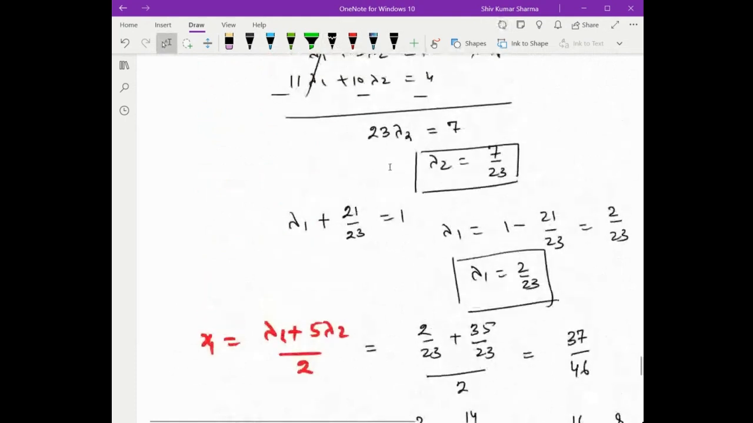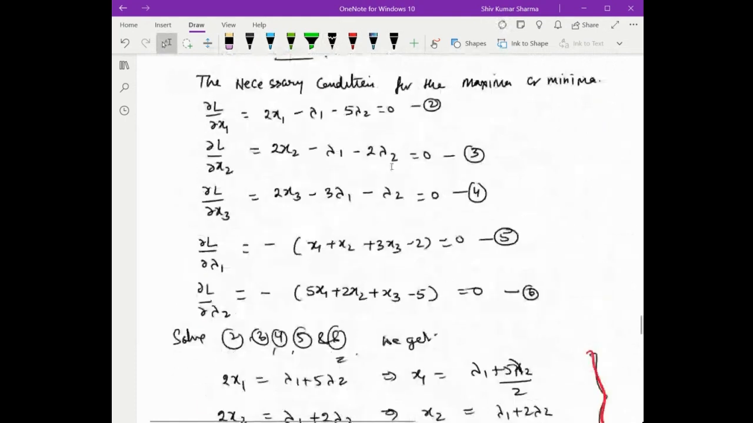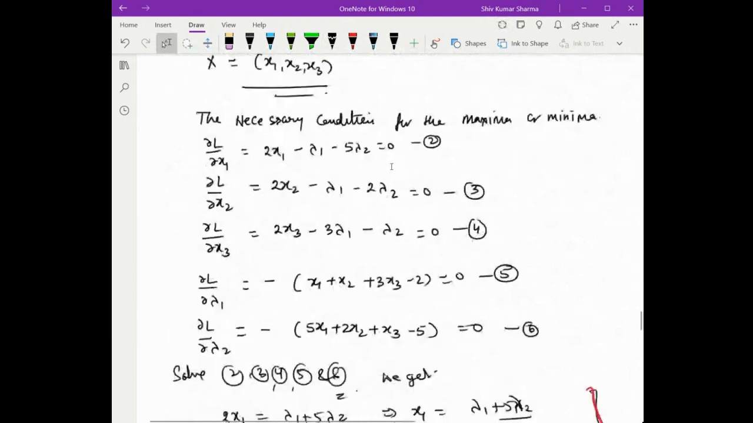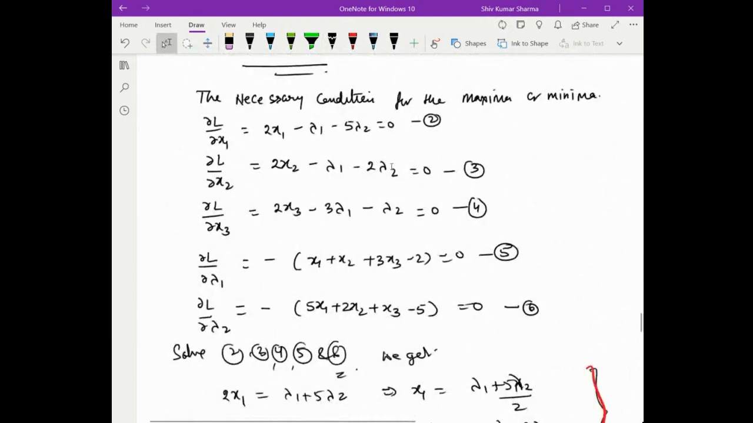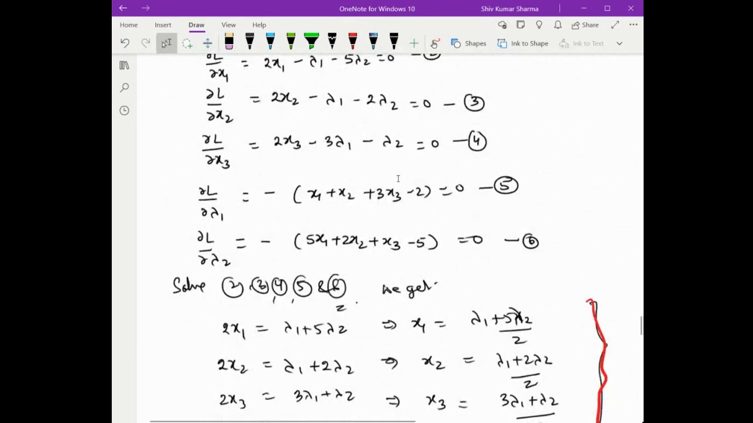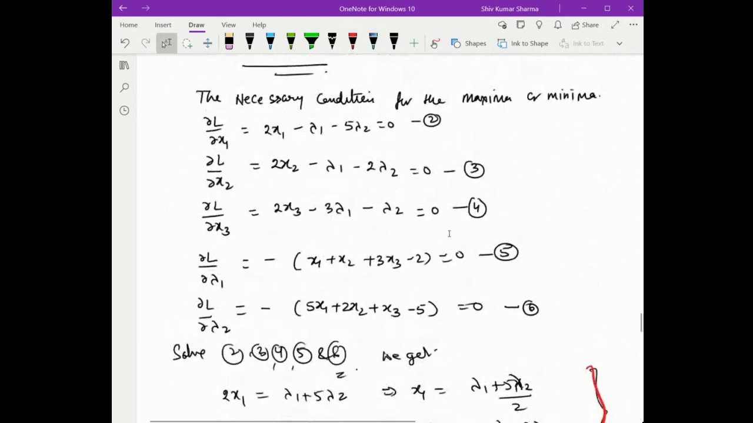So you noted this: first we make the Lagrange function, then we write all 5 equations by differentiating with respect to x1 x2 x3 and lambda 1 lambda 2. Now our purpose is to solve these equations, that is to obtain the values of x1 x2 x3 and lambda 1 lambda 2. So we think about how to solve these equations.